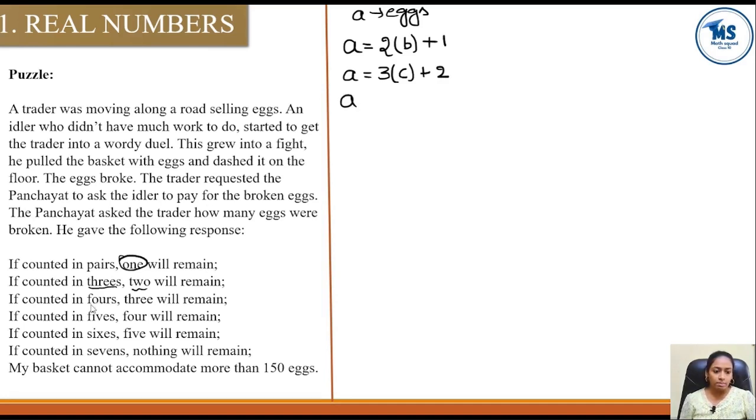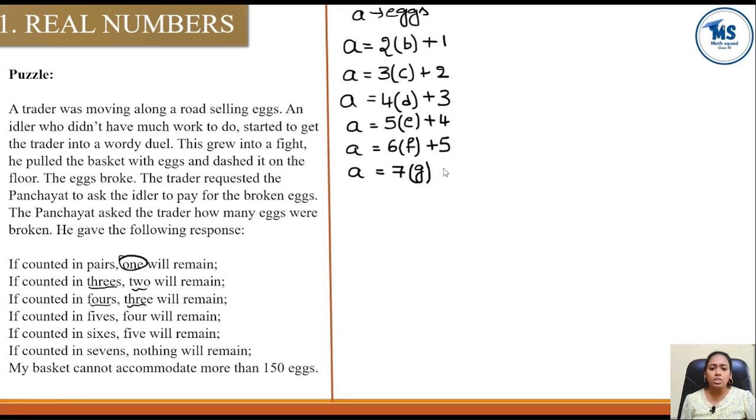Then the third statement says, if counted in fours, 3 will remain. So our equation would be A is equal to 4 into something, let's take D, plus 3 will remain. Then the next statement says, counted in 5s, 4 will remain: A is equal to 5 into E plus 4. Next, if counted in 6, 5 will remain: A is equal to 6 into F plus 5. Then the last statement says, if counted in sevens, nothing will remain: 7 into G, plus 0.